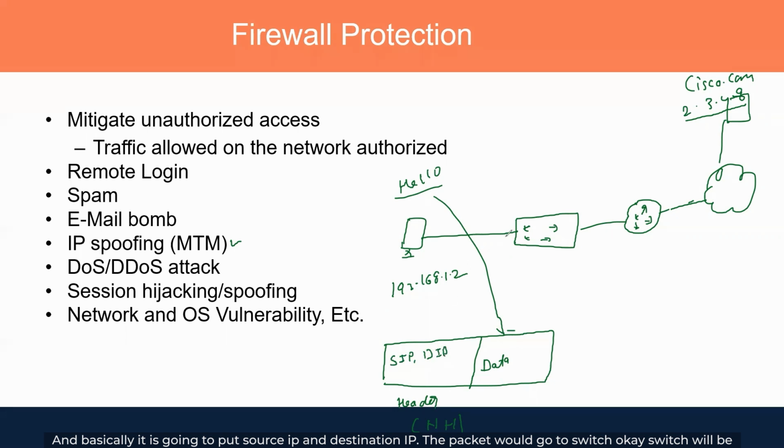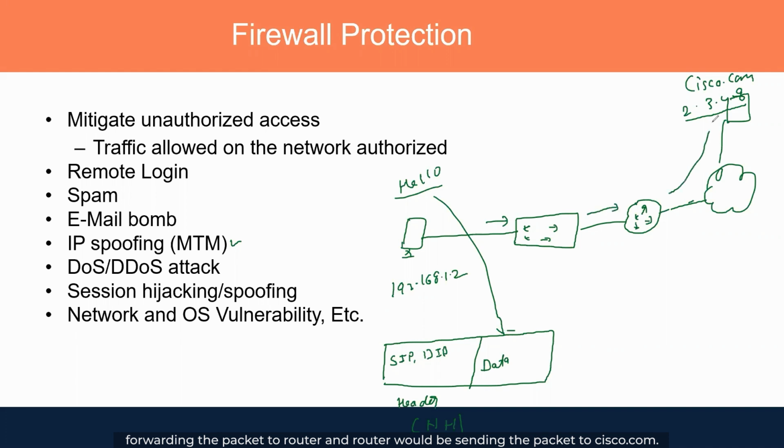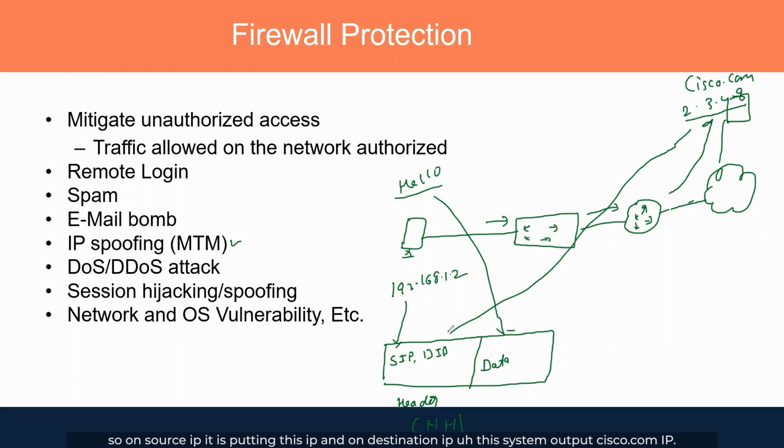The packet would go to the switch. The switch will forward the packet to the router, and the router would send the packet to cisco.com. So on the source IP, it puts this IP, and on the destination IP, this system would put the cisco.com IP. Now, this is the simple communication.